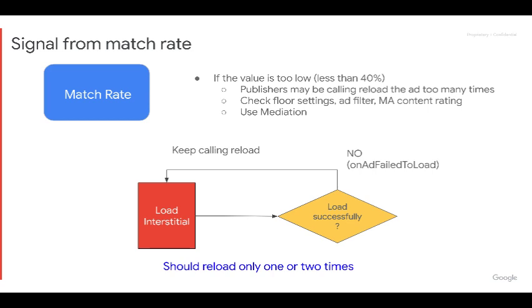What should you do then? You should check your floor settings, what ad filter you have, and since match rate is a function of the demand, maybe you can also potentially use mediation to increase this.